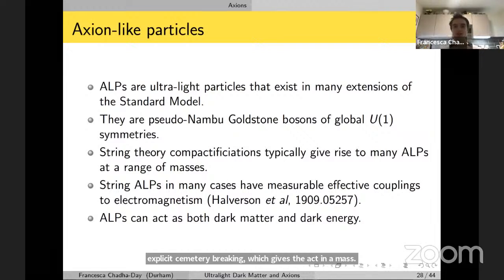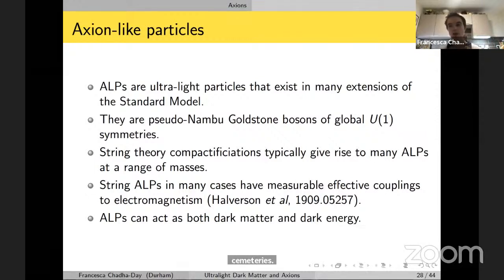So that's the QCD axion, but we can also think about what are called axion-like particles, or ALPs. These don't necessarily have anything to do with QCD. They are just ultralight pseudoscalar particles that exist in many extensions of the standard model. And they're pseudo-Nambu-Goldstone bosons of global U(1) symmetries. Again, they're pseudo-Nambu-Goldstone bosons because there is both a spontaneous breaking of the symmetry and also an explicit breaking. So the symmetry was only approximate to start with.